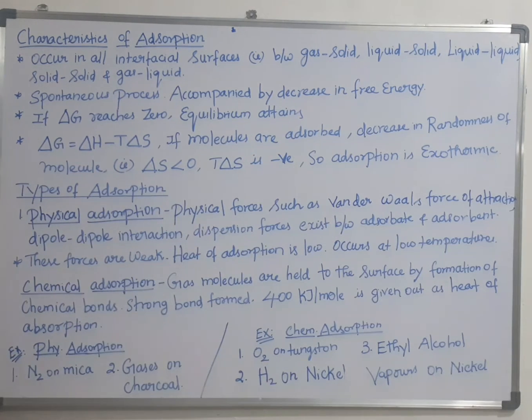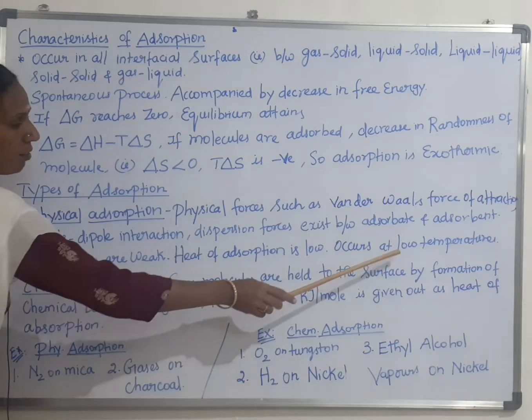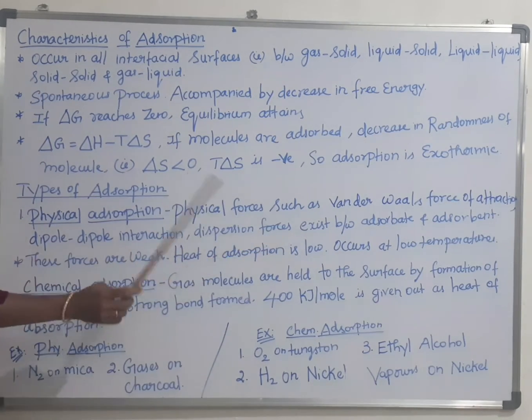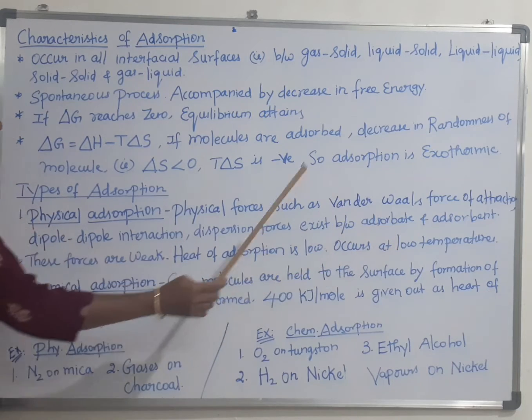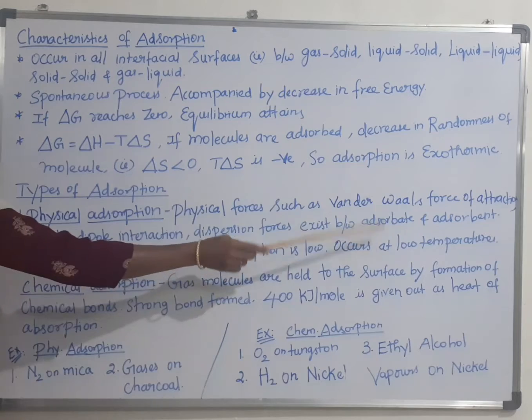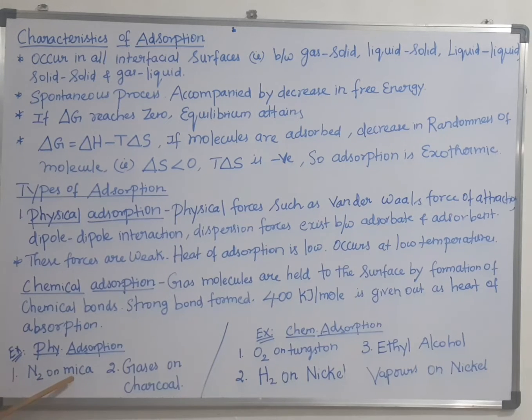So these forces are weak. So heat of adsorption is low here. So the process occurs at low temperature. Because heat of adsorption is low, the process occurs at low temperatures. That is, physisorption occurs at low temperatures. So let us see the example for physisorption, that is nitrogen adsorbed on mica. This is one example, and gases adsorbed on charcoal. This is another example.